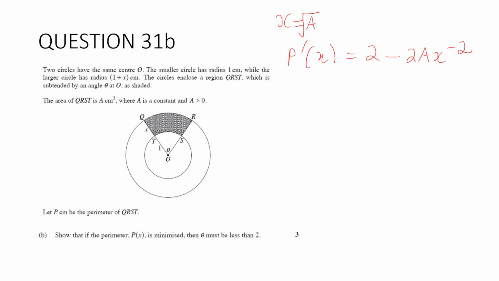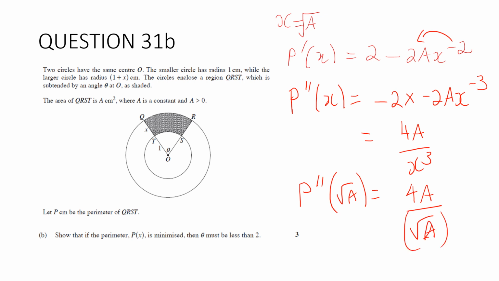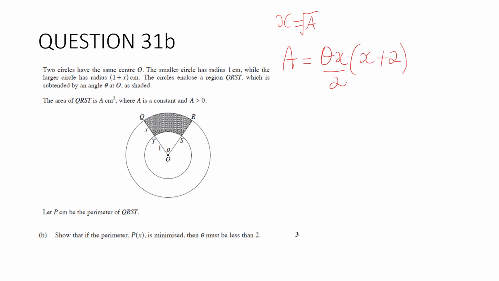We need to prove that that is a minimum, so we need the second derivative. So that's equal to negative 2 times, bring this down, negative 2ax to the negative 3, is equal to 4a on x cubed. Substituting in square root of a gives us 4a over square root of a cubed, which is greater than 0, which is concave up, therefore a minimum. Okay, so we've established that x equals root a is going to give us a minimum perimeter.